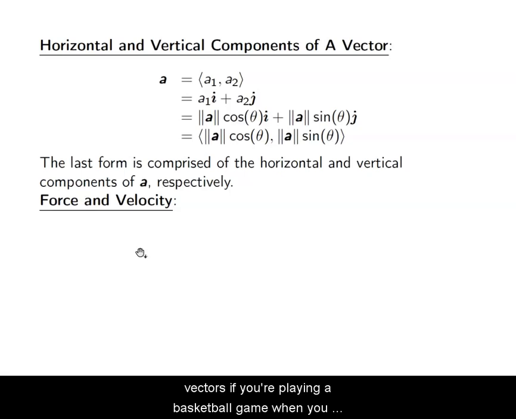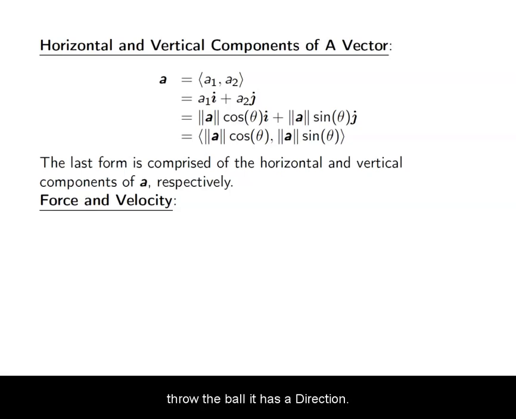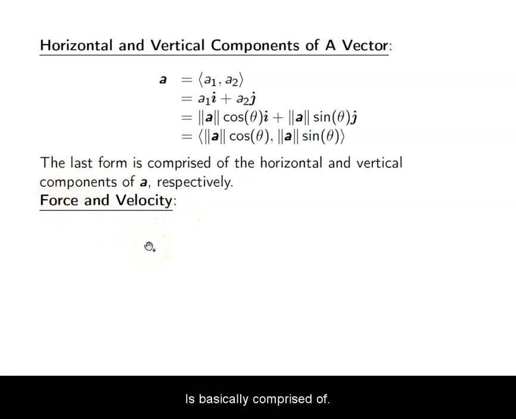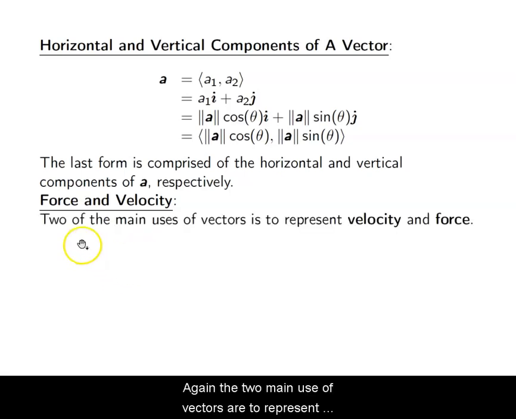If you're playing a basketball game, when you throw the ball, it has a direction, it has a velocity or a force that is being applied as well for it to reach the basket, go over the basket, not reach the basket, reach another player, what have you, right? So pretty much every video game is basically comprised of a set of laws of vectors that are pre-written into the code. And then, you just put the animations on top of it, okay? So again, the two main uses of vectors are to represent velocity and force.